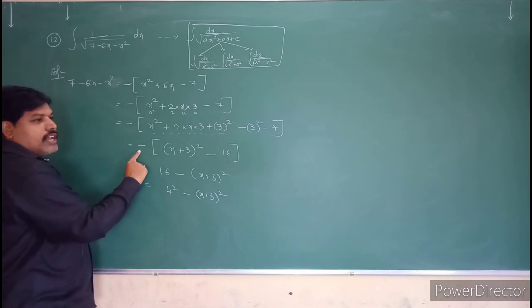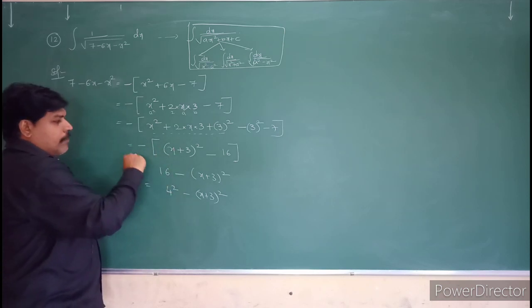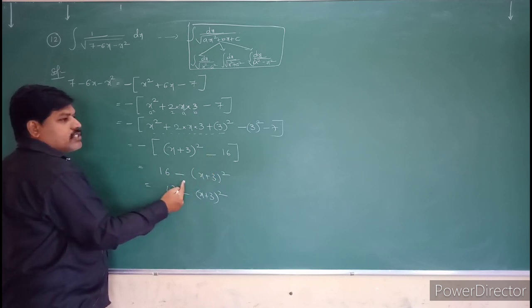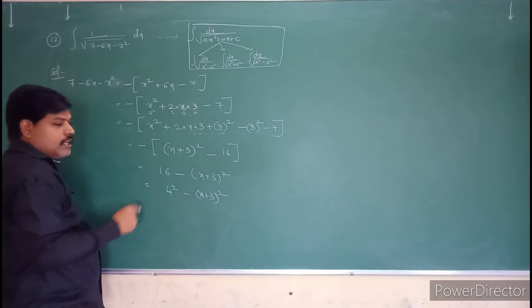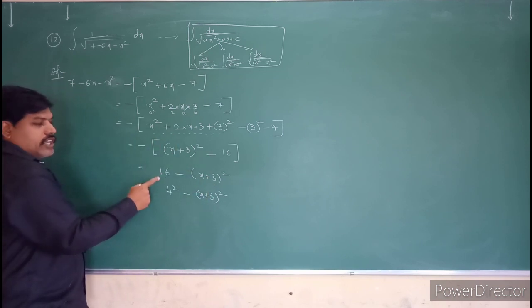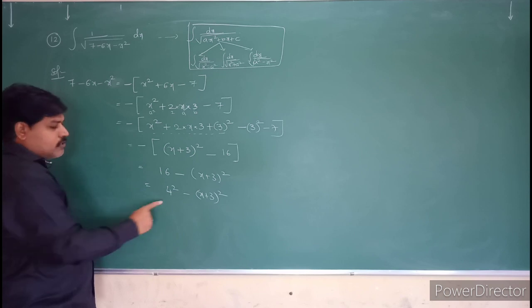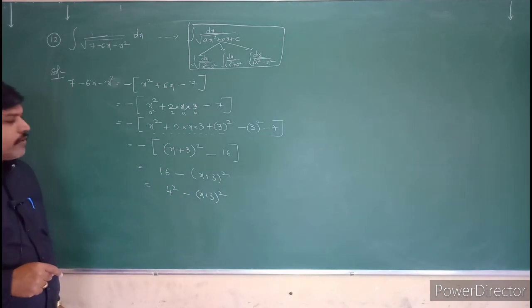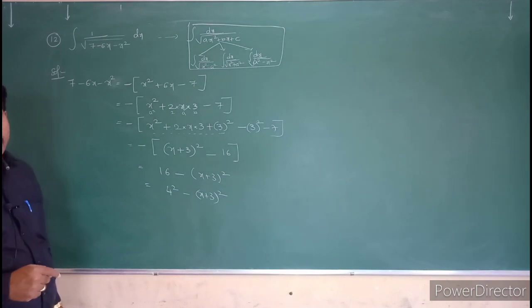So what happens if we apply this minus? If we apply this minus, what happens, students? It will become 16 minus of x plus 3 whole square. So this 16 you can write as 4 square. So 4 square minus of x plus 3 whole square.